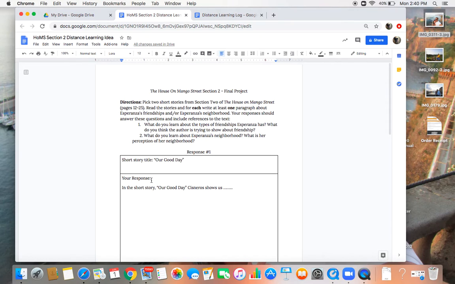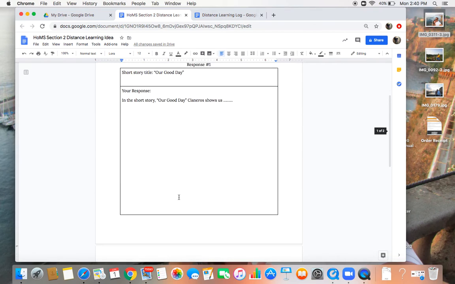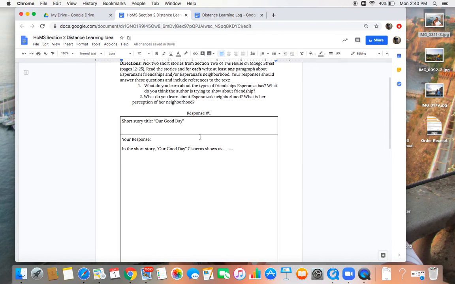Again, just to scroll back to the top, you're picking 2 short stories from pages 12 to 25, section 2, and you're writing 2 responses. You have to make sure you include the title and discuss friendship and/or neighborhood, so either just about friendship, just about neighborhood, or about both. These prompts are here to help you. I want to see that you've read, understood the text, and you can write at least 1 paragraph about it consisting of 6 to 8 sentences.